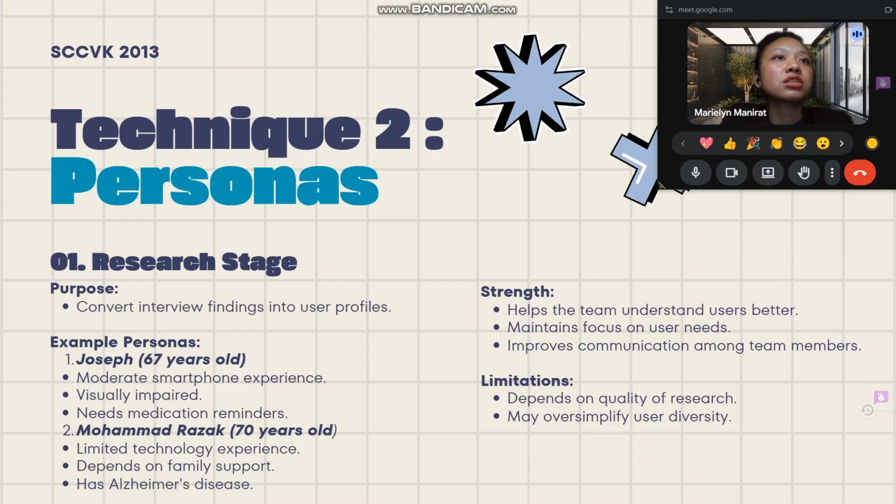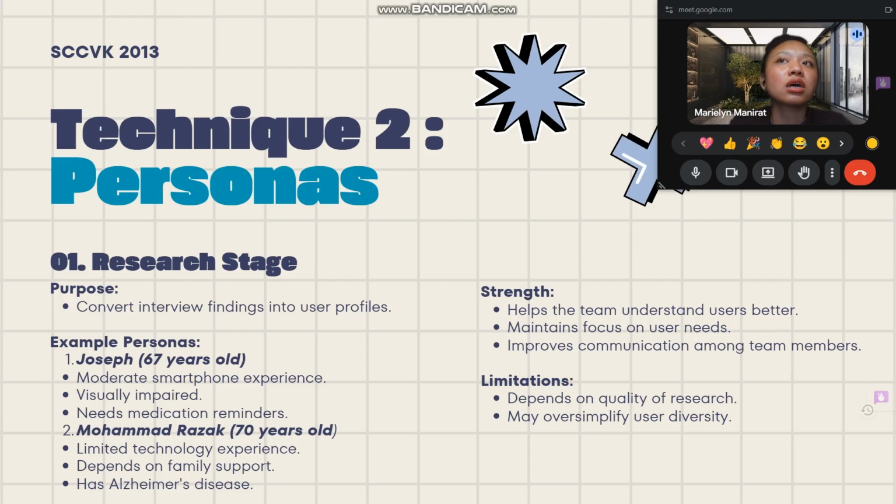For the research stage, personas are created based on findings from user interviews and represent different categories of elderly users. For example, we have Joseph, a 67-year-old elderly user with moderate smartphone experience, visually impaired, who needs medication reminders all of the time. And then Muhammad Razak is a 70-year-old elderly user with limited technology experience, who constantly depends on family support and has Alzheimer's disease.